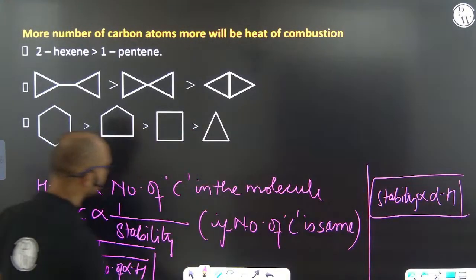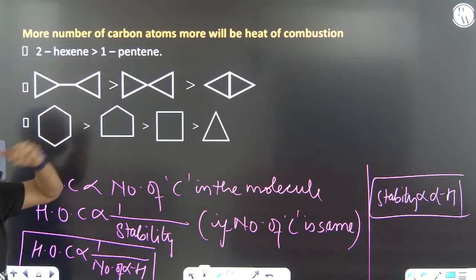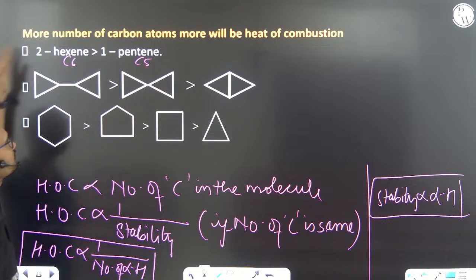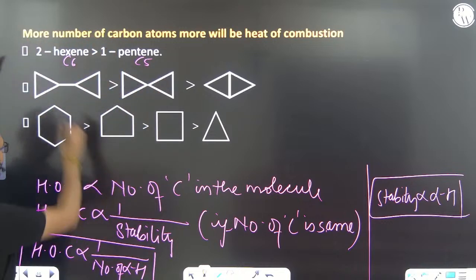Let's see. What is there? 2-hexene and 1-pentene. How many carbons are there? C6, and here it is C5. So of course hexene will be more than pentene. Any doubt? Of course it is correct.